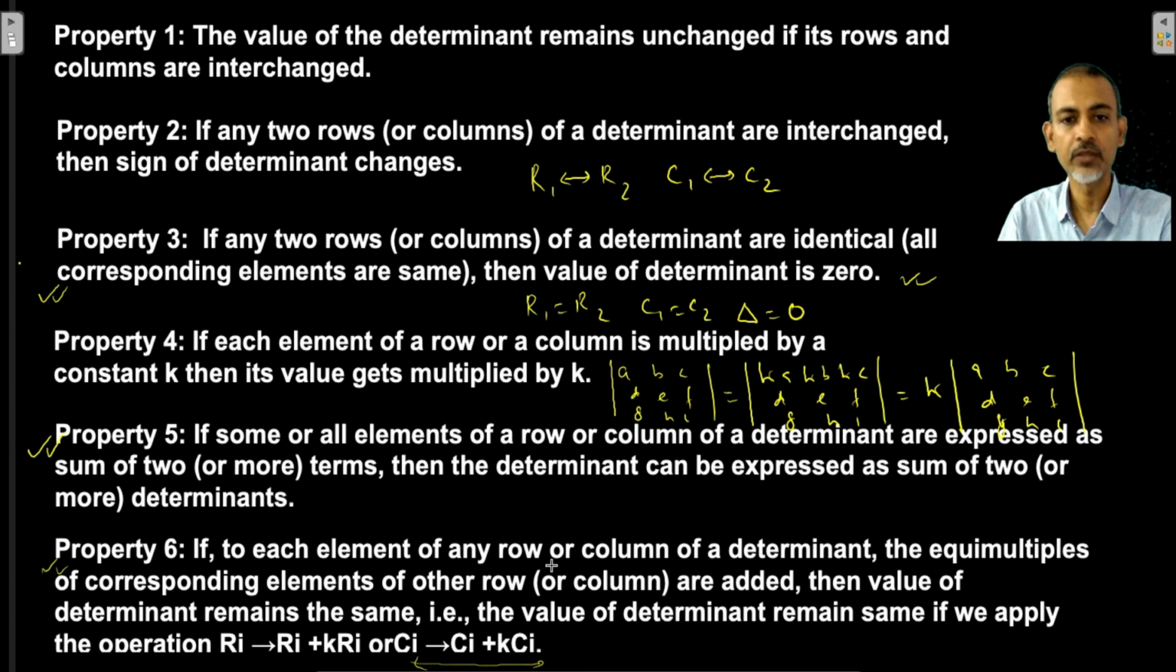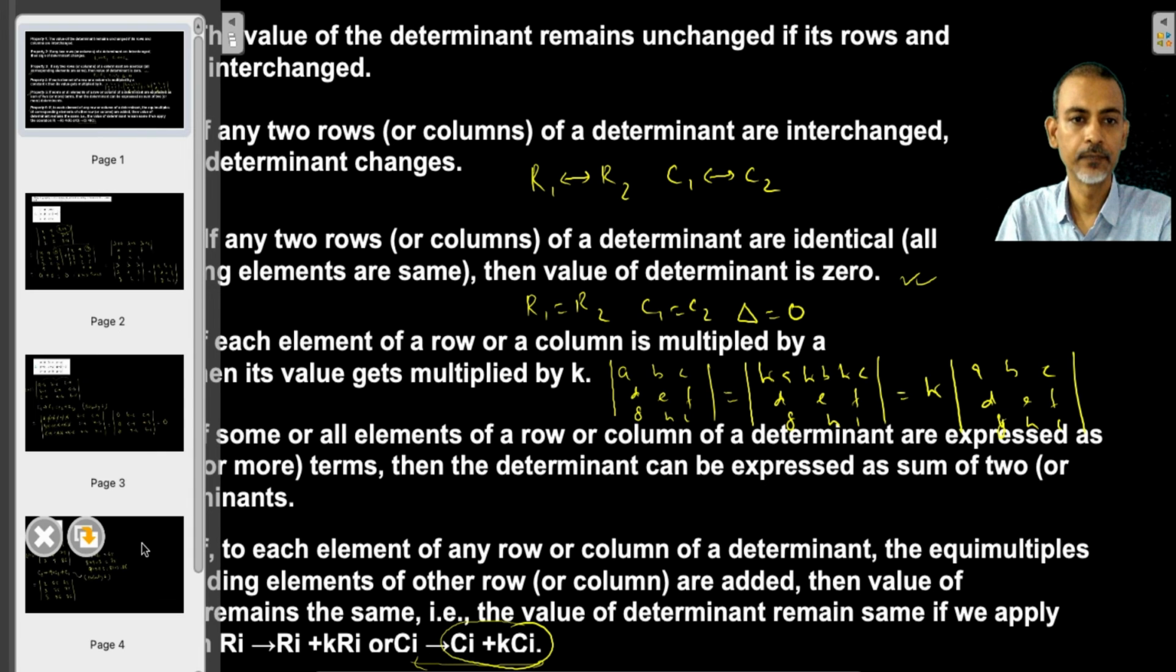If to each element of any row or column of a determinant, the equivalent multiples of corresponding elements of another row are added, the value of the determinant remains unchanged. So this is what we have done. As you can see, Ci plus KCi. So we multiplied with 9 and then we added another column to that, right?